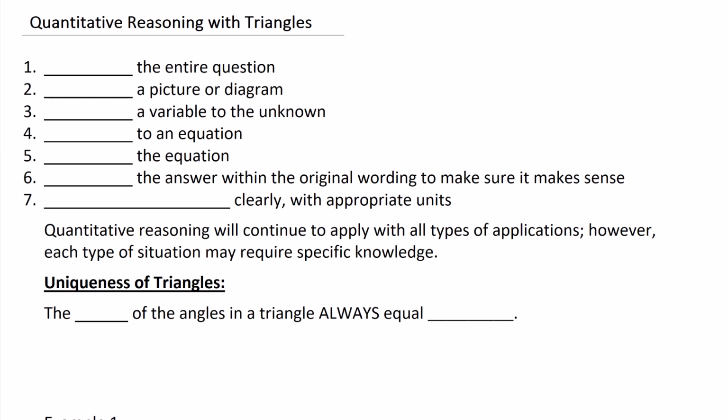In this video, we're going to work with quantitative reasoning around triangles. The same 7 steps apply. First, we'll read the entire question. Second, we'll draw a picture or diagram. Third, we'll assign a variable to the unknown.